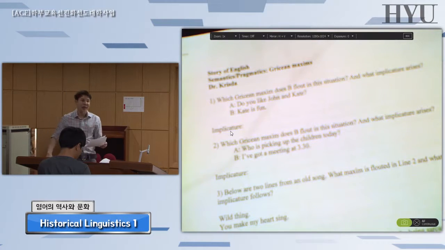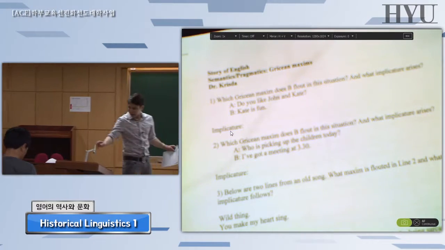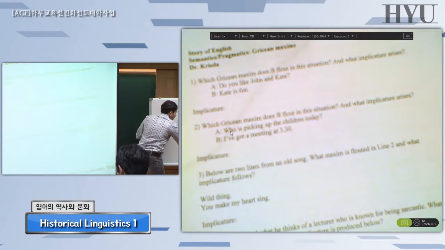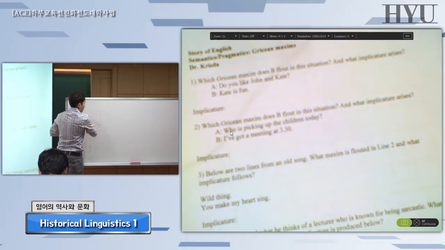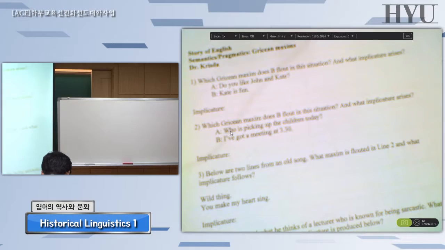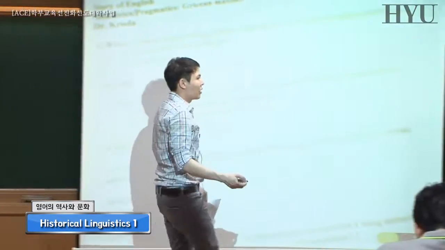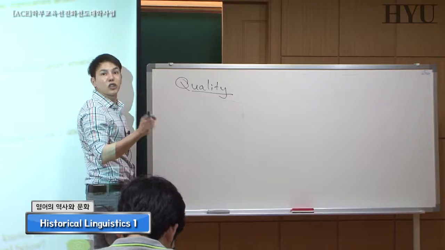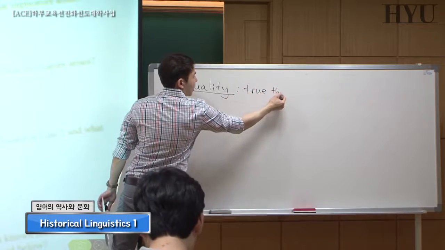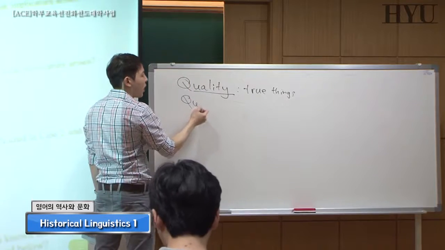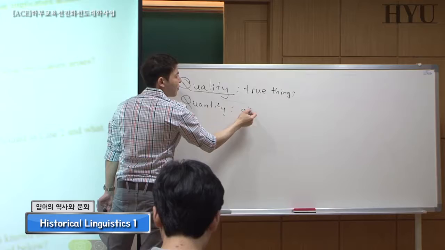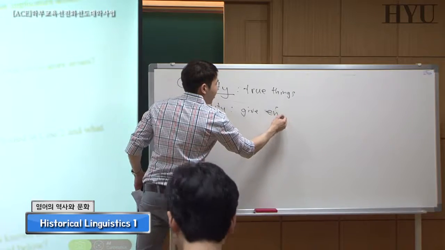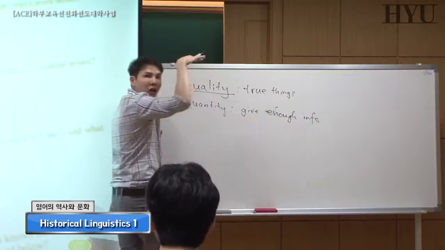The implicature is the implied message, right? So for number 1, let's look at the maxim. We have 4 maxims so far, right? Quantity, quality, relevance, and also manner. Quality: say only things that are true. Quantity: give sufficient or enough information. Just use the word enough, it's easier for you guys. So give enough info, not more, not less.